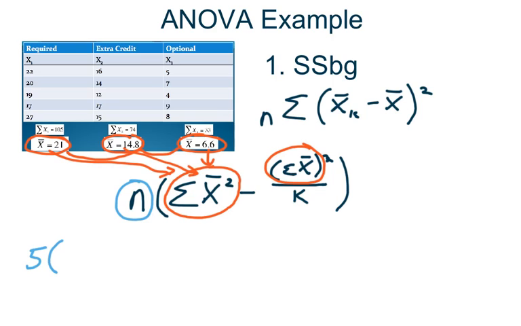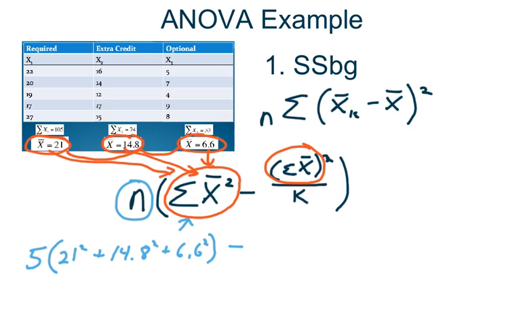we have to add up all of the squared means. So we're going to square 21, we're going to add that to the square of 14.8, and we're going to add that to the square of 6.6. Okay, that's this right here.